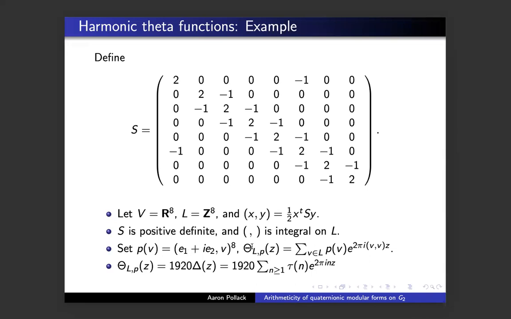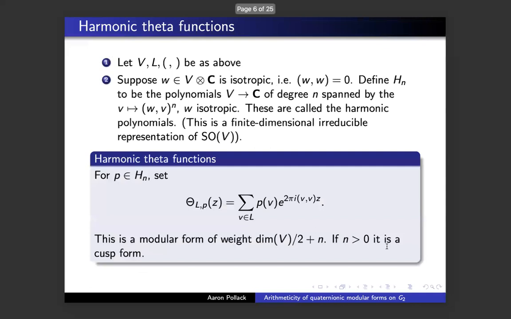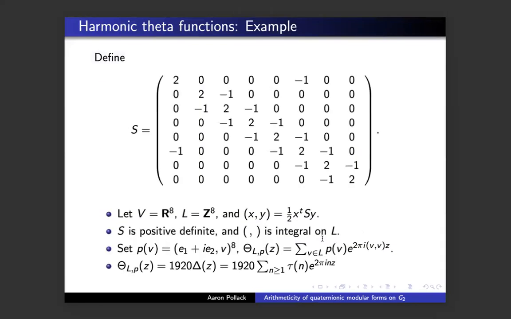And then I get an associated theta function by summing up this polynomial P of V times e to the 2 pi I V paired with V times the complex number Z. And so if you believe everything I said, I should be obtaining a cusp form of weight 8 over 2 plus 8. So dimension of V is 8, and the n here is 8. So 8 over 2 plus 8 is 12. So I should be obtaining a cusp form of weight 12. And indeed, you get 1920 times Ramanujan delta function. So this is a nice way of constructing Ramanujan delta function, in my opinion.